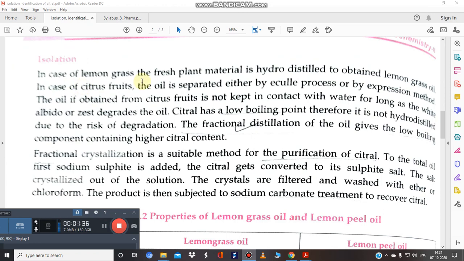If we talk about the isolation, as we have already covered this point, since this contains volatile oil, the preferred method for extraction of the oil is hydrodistillation. In the case of lemongrass, the fresh plant material, as I also explained that we use fresh plant material for the isolation of essential oils, is hydrodistilled to obtain lemongrass oil. First of all, we will use a Clevenger apparatus for the hydrodistillation purpose.